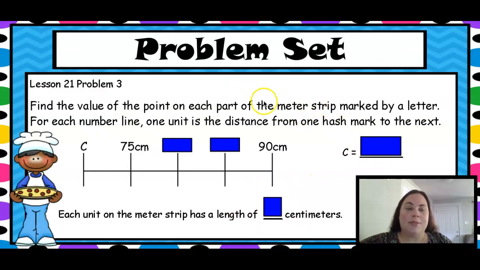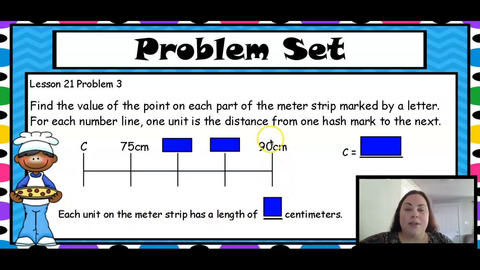Let's take a look at problem set, lesson 21, problem 3. It states, find the value of the point on each part of the meter strip marked by a letter. For each number line, 1 unit is the distance from one hash mark to the next. So the distance between our hash marks is what we are looking for. What is the distance between these hash marks? Each unit on the meter strip has a length of centimeters.